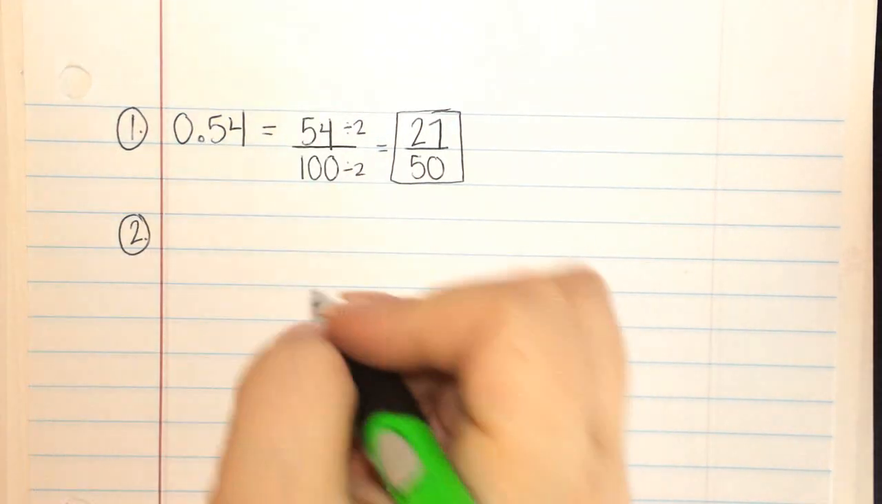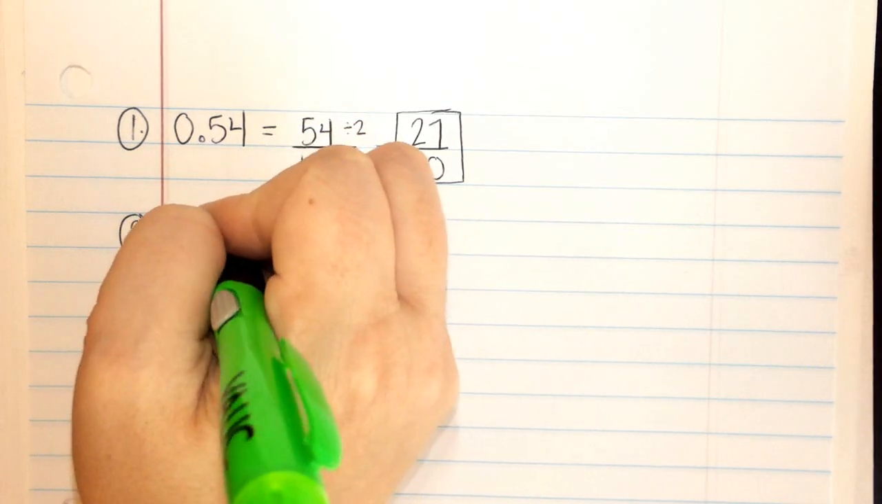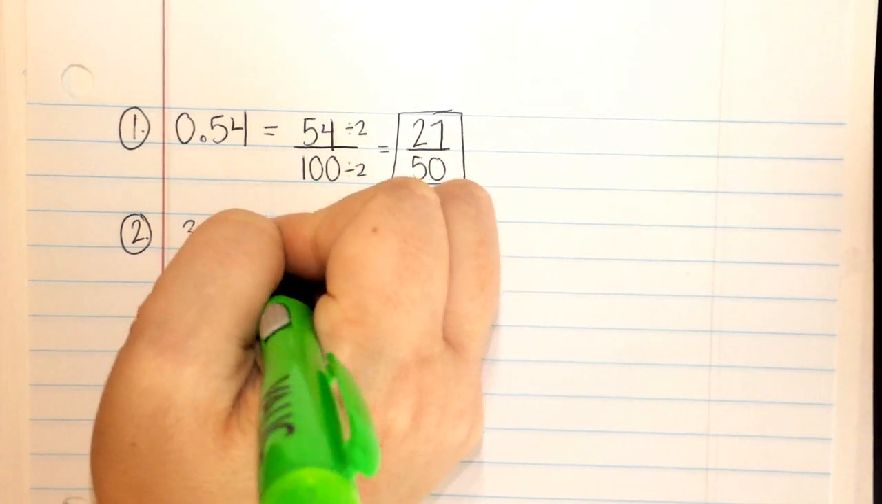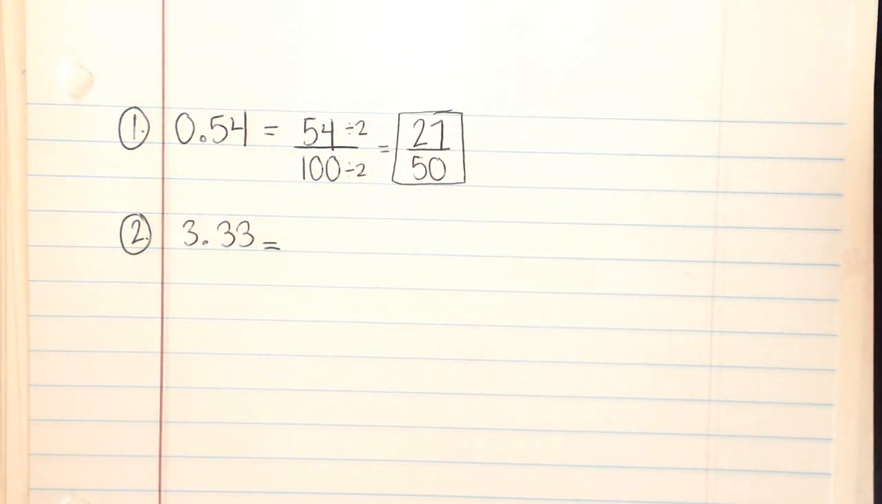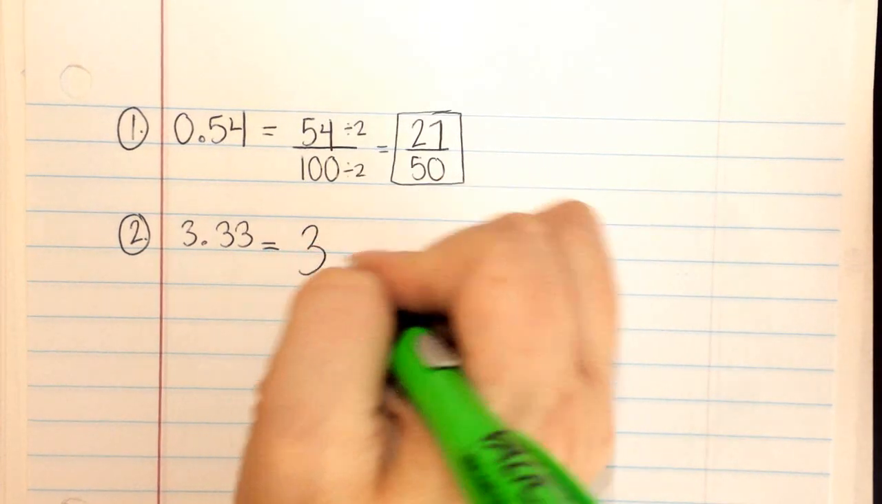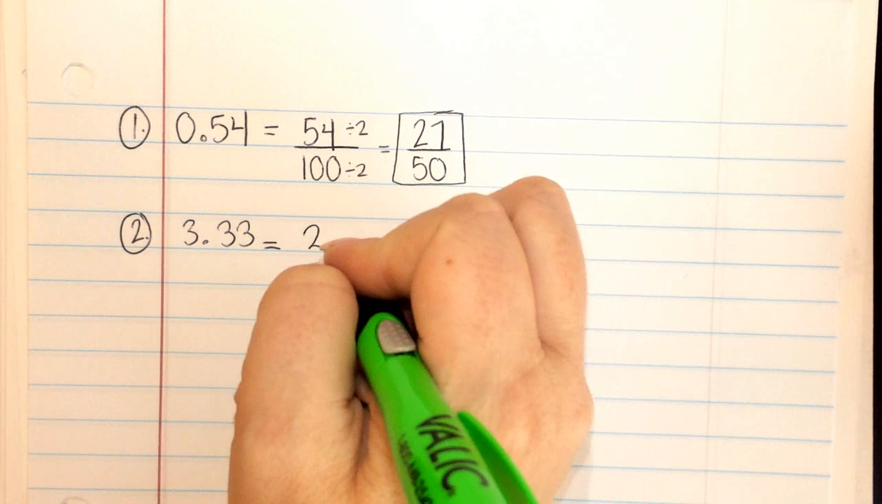For number 2, I'm changing 33.33 to a fraction. What's the first thing that I can write down? Braden? Not quite yet. Not the line yet. Gabby? 3. 3 is in front of the decimal, so I want to make sure I put a 3 in front of my fraction. And then, yes, we're going to put our line.